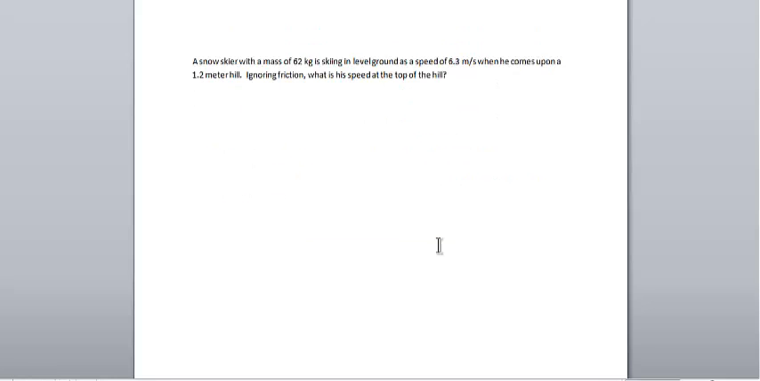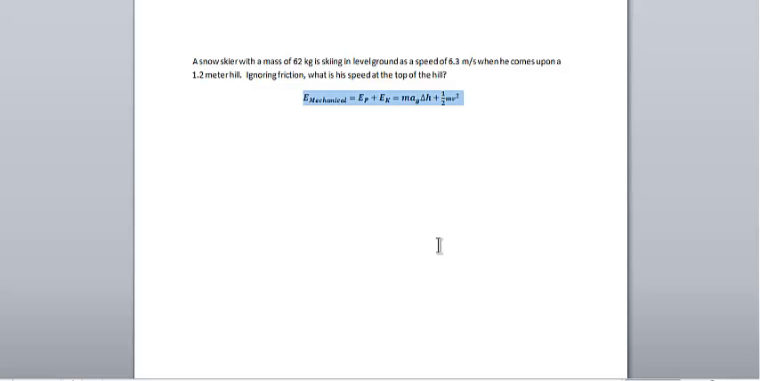Problem 7 says, a snow skier with a mass of 62 kilograms is skiing on level ground at a speed of 6.3 meters per second when he comes upon a 1.2 meter hill. Ignoring friction, what is his speed at the top of the hill? Okay, it says ignoring friction, so we're going to find his mechanical energy at the bottom of the hill. It's going to be the same as his mechanical energy at the top of the hill because there's no friction, and we're going to use that to solve his velocity.